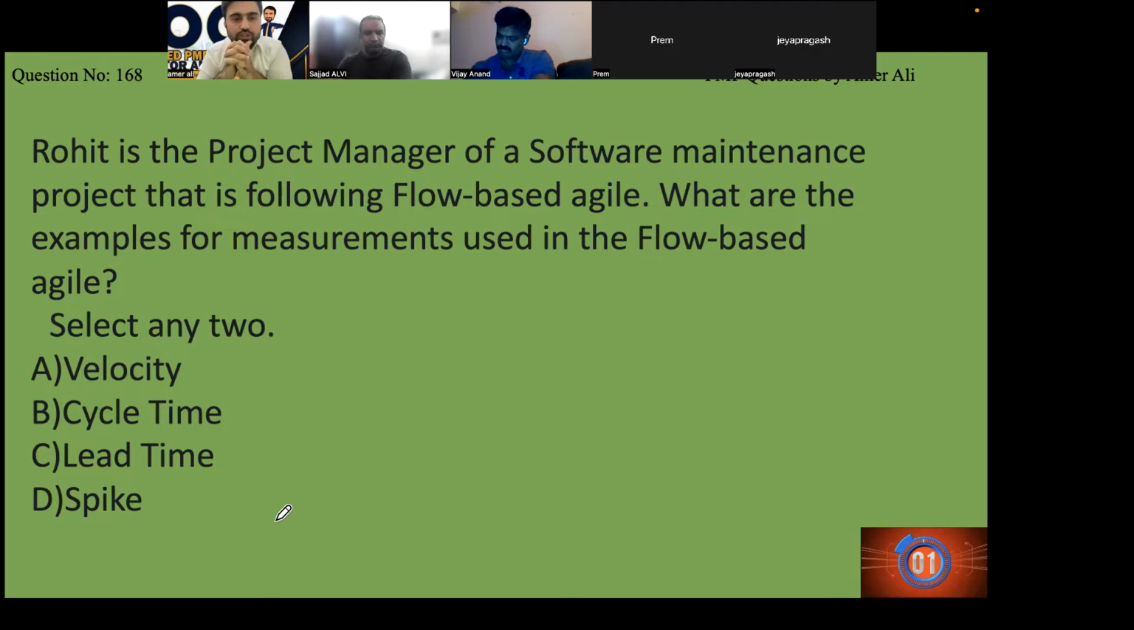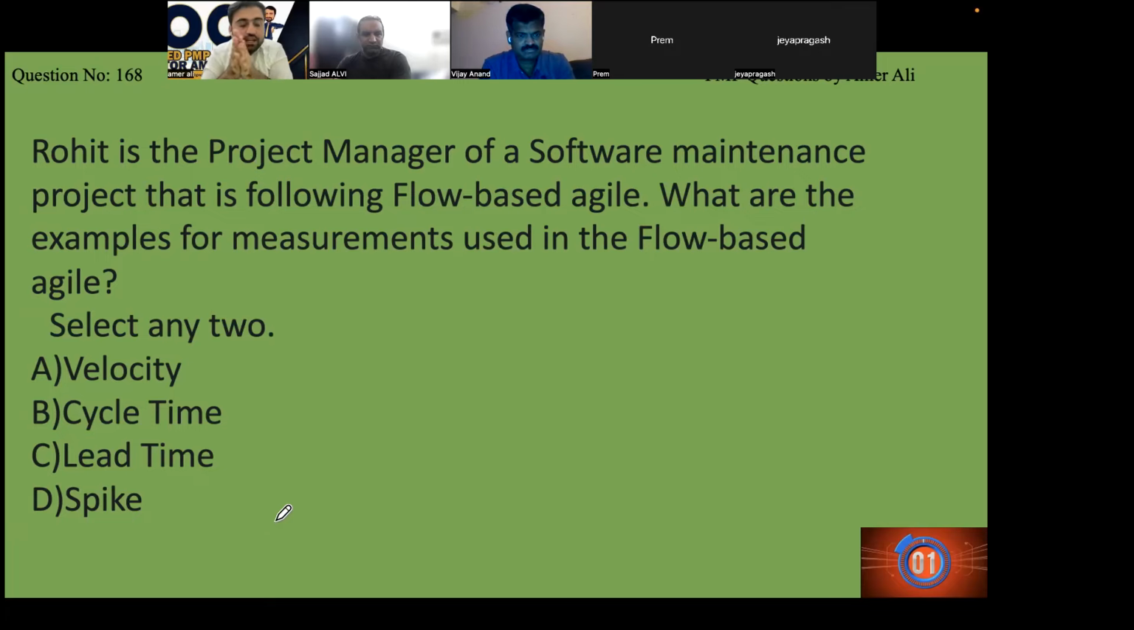What are the examples of the measurement used in flow-based? Now, flow means one by one. For example, I have three cups of tea from McDonald's, since I live near McDonald's. First I went and took one cup of tea and drank it, then I needed another cup, and just recently I took the third cup of tea. One by one. This is flow based.